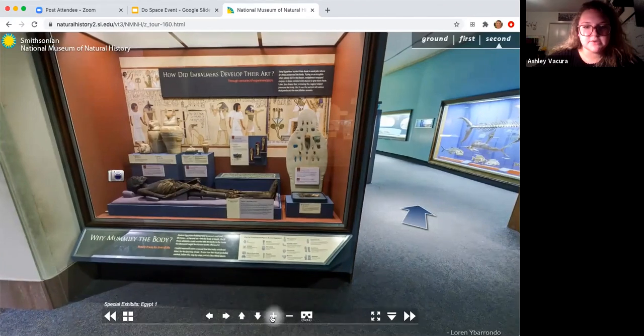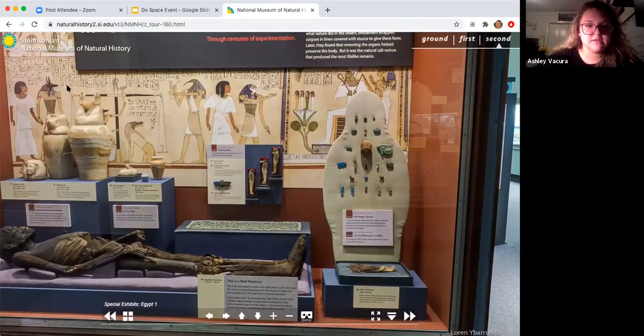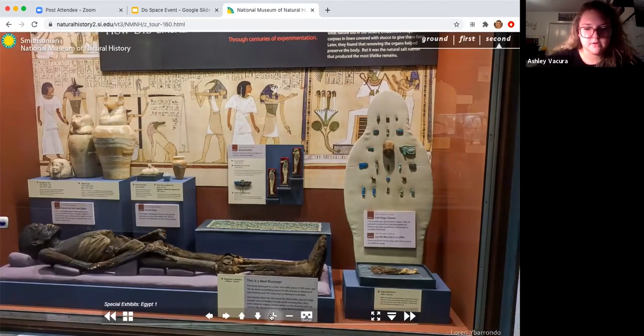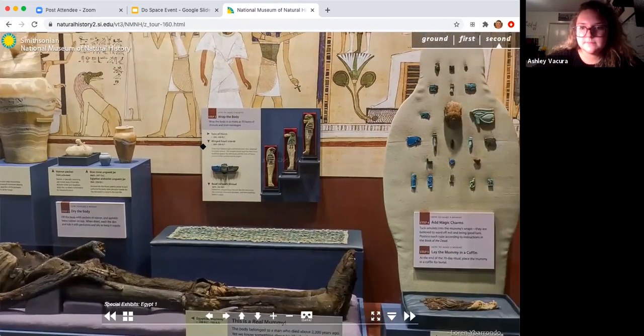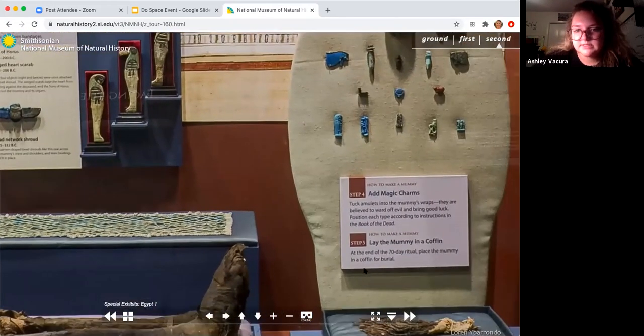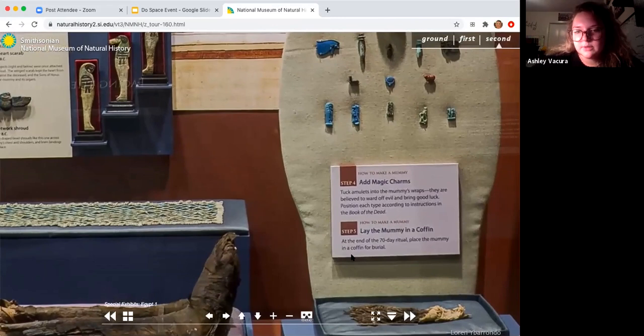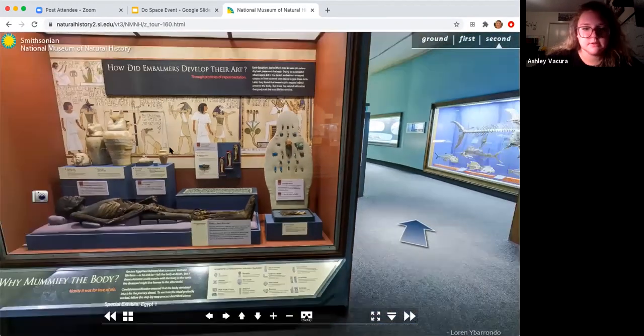And the different ways that they do it and the art, so you can see the drawings that they drew. These are how they believe they would look. And you can see there's a head of a mummy over here and some, it looks like pots and some charms. It says they tuck amulets into the mummy's wraps. They are believed to ward off evil and bring good luck. So more spiritual things.